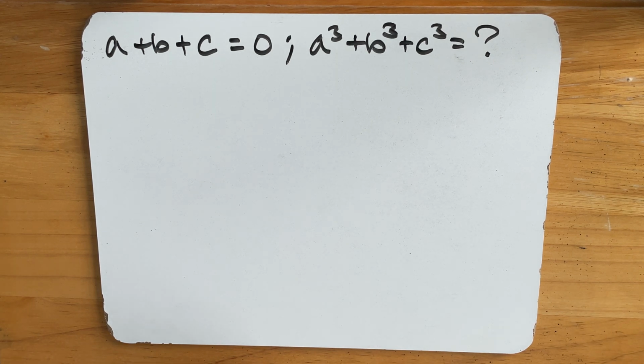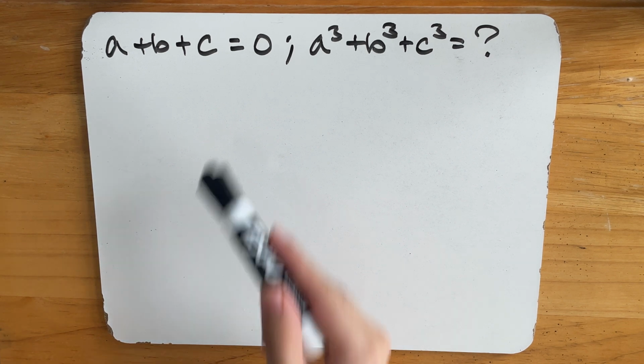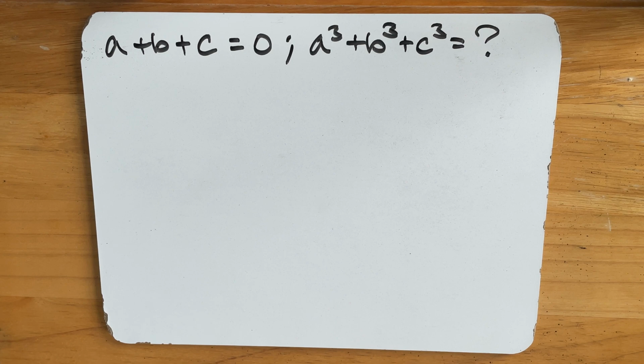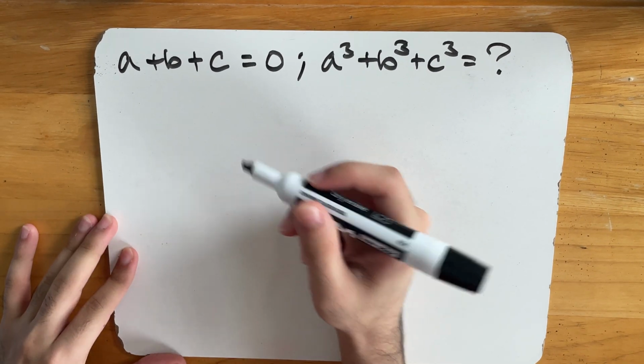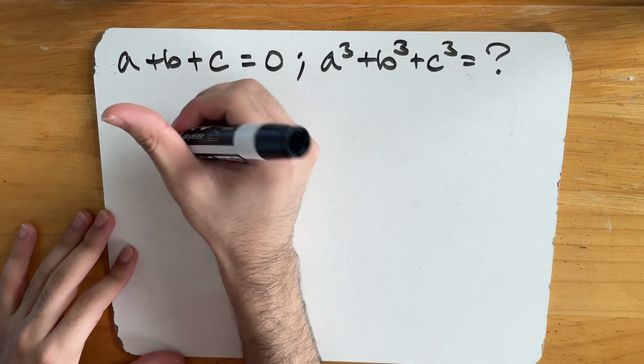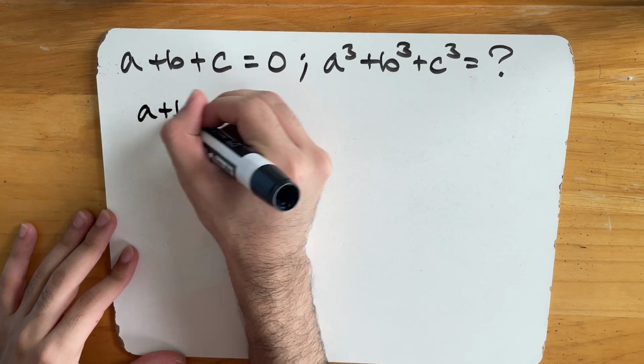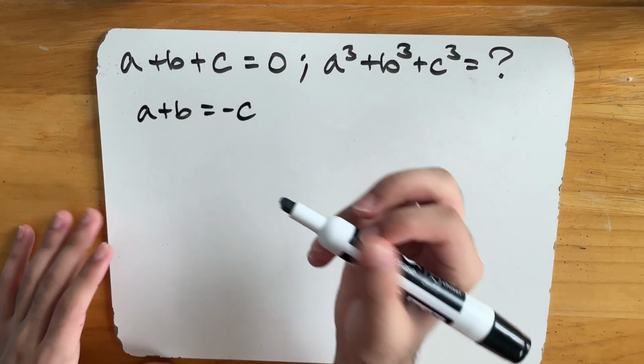So, to start, I'm going to want to cube something. So maybe I'll take this equation and bring c to the right-hand side, so subtract c on both sides. So we get a plus b is equal to negative c.